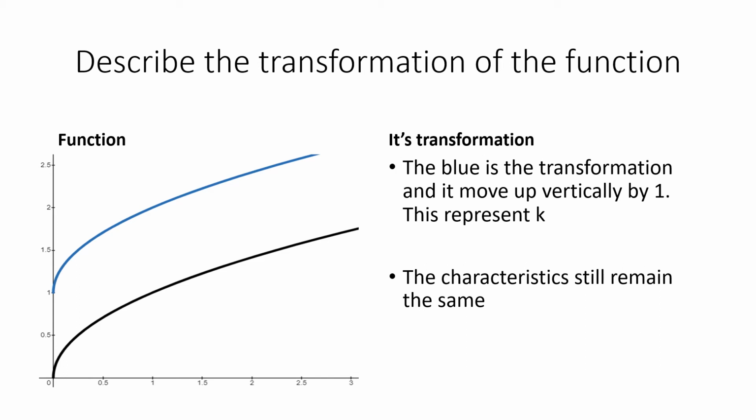So will the characteristics remain the same? Of course. Domain is still going to be 0. Well, let me take that back. The characteristics will mostly stay the same except for which one? Is it going to be the domain, the range, the intercepts, anything like that? Well, the range and the intercept will change.